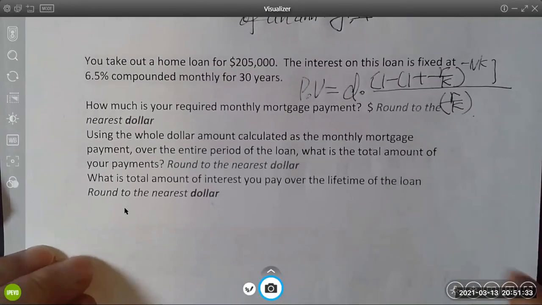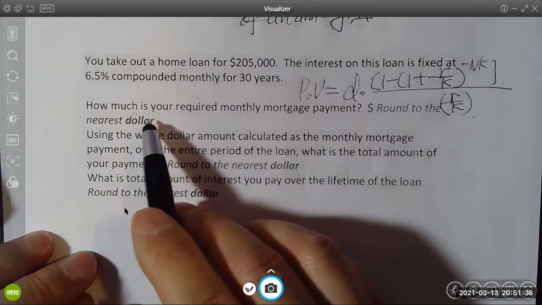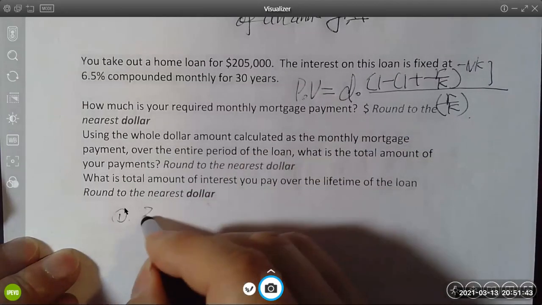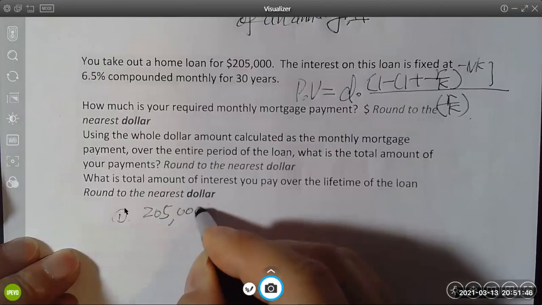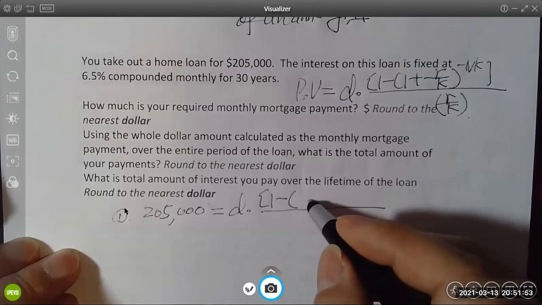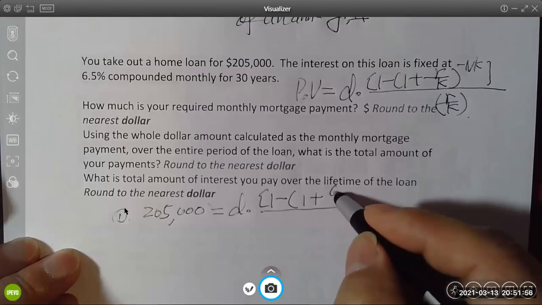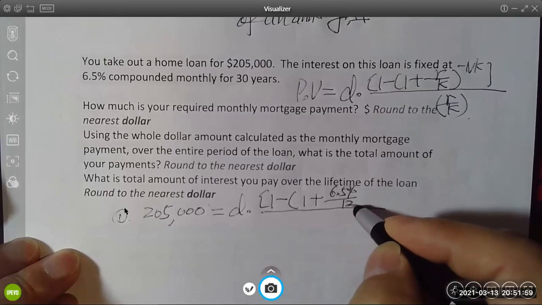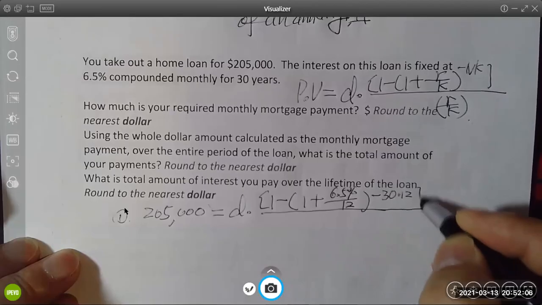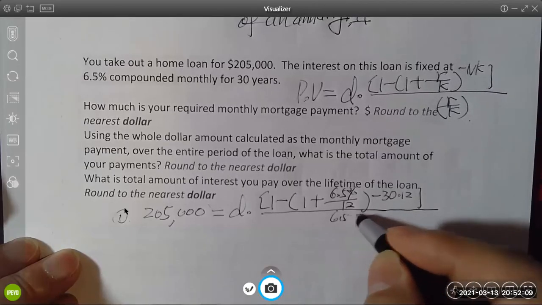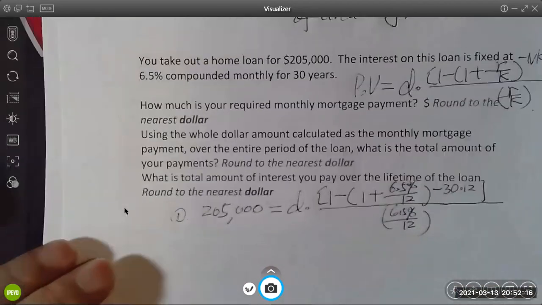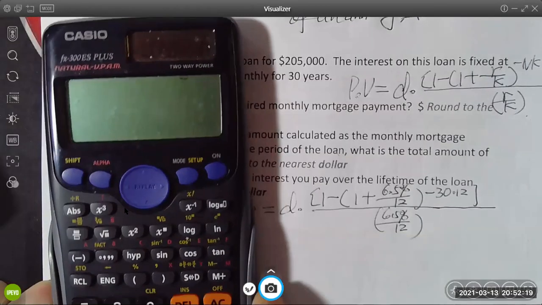Okay. Now let's answer the first question. Monthly payment, we calculate D, right? The present value is the total debt currently at the very beginning, equals D times 1 minus parentheses 1 plus interest rate 6.5% over 12 because we compounded monthly, to the negative power, and this is 30 years, and K is 12, over 6.5% over 12. So I'm going to do this whole thing on the calculator, and then we write down the number.